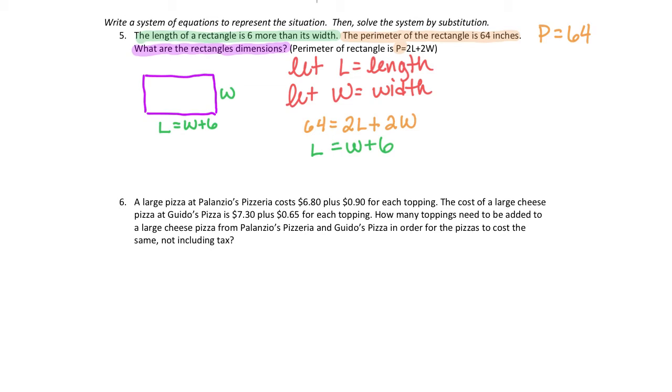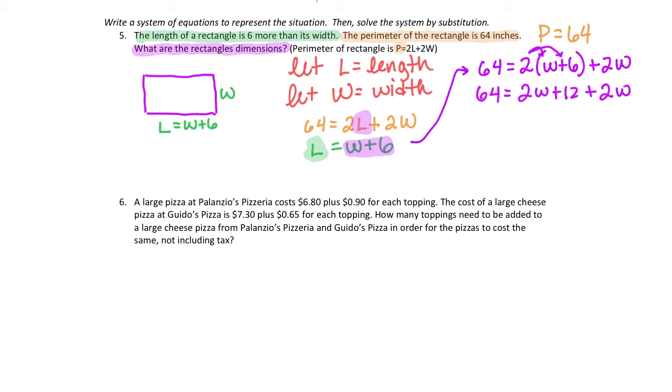And now I'm ready to do some substitution, and we can use the steps we learned earlier. The first step is to identify if one of my variables is already solved for. And we can see right here, L is already all by itself. So I'm going to take this W plus 6, and I'm going to replace the L in the first equation with that. So I'm going to rewrite this up here as 64 equals 2, replace the L with the W plus 6, and that's plus 2W.